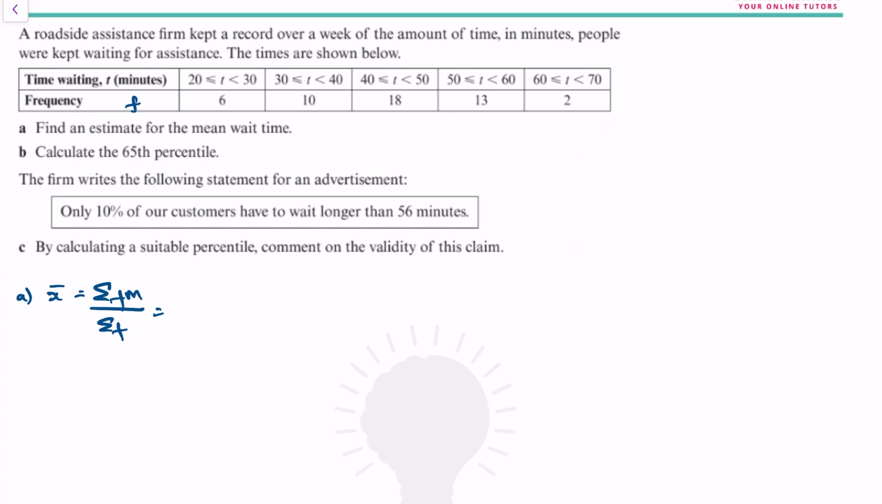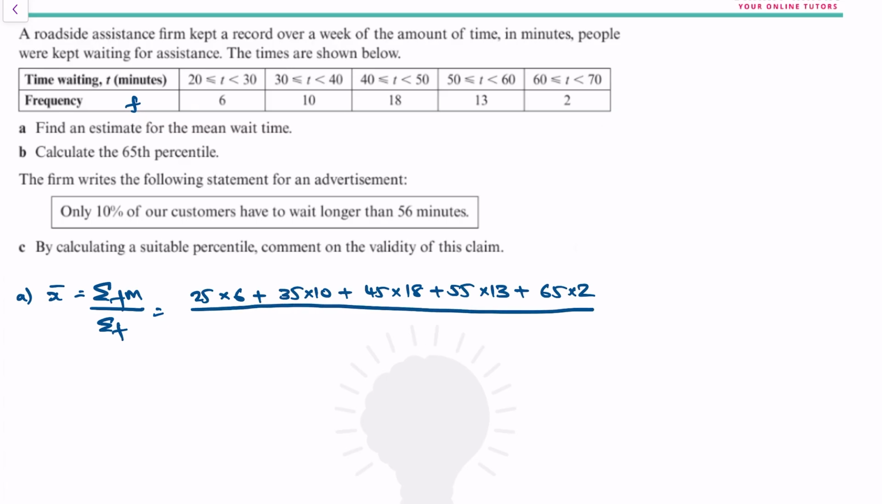of each class interval. So it will be 25 times 6 plus 35 times 10 plus 45 times 18 plus 55 times 13 plus 65 times 2, all over the total frequency, which is 6 plus 10 plus 18 plus 13 plus 2. When I do that in my calculator, I get 43.97959 and so on. Therefore, if I round it, it is equal to 43.98.